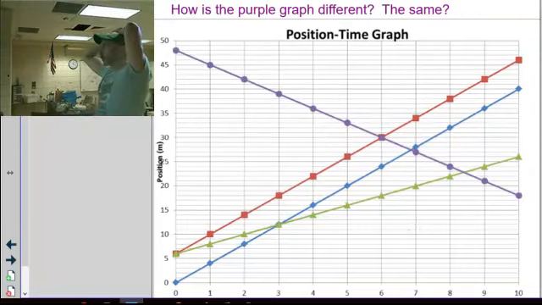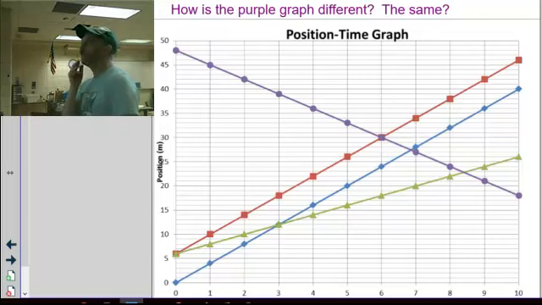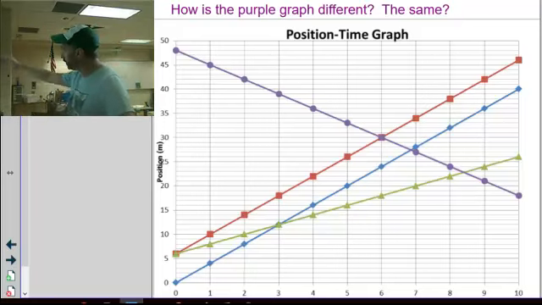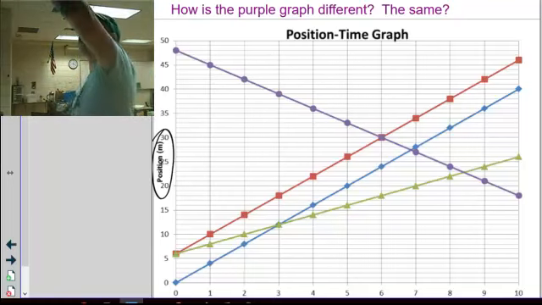All right, purple graph. Ooh, this one is different than all of the other graphs, right? Because it slopes downhill. So what does that mean? So let's think about this. In all of these other examples, our position is increasing, right? Because our vertical axis, remember, the vertical axis is position. So the position's increasing. And in the purple one, the position's decreasing.